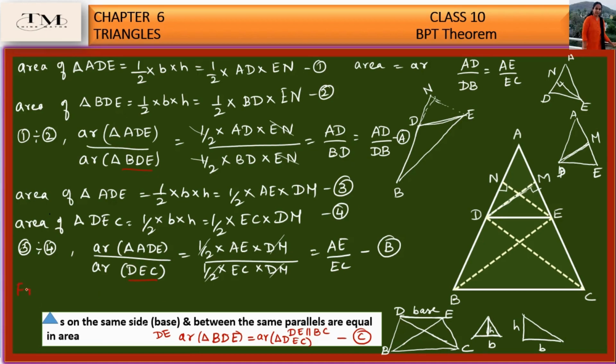So from A, B and C, we will have AD by DB equal to AE by EC. Okay. This is what we have to prove. Okay. I hope you can understand this theorem. So we will see the converse of this, that is opposite. If the ratio is equal, then DE will be parallel to BC. That is the converse of basic proportionality theorem, which we can see in the next video.